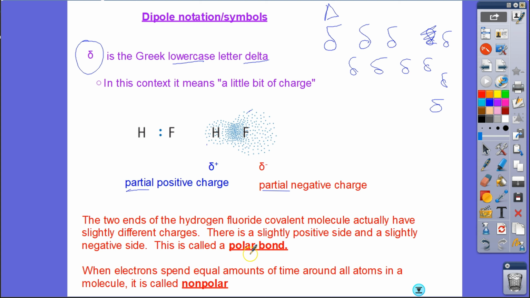This bond is described as a polar bond because it's uneven. It's not symmetrical. When electrons spend equal amounts of time around the atoms in a molecule, it's called nonpolar, which I said on the last page.